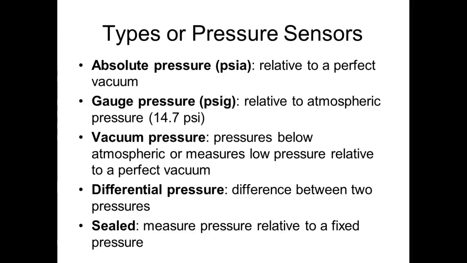Then we have gauge pressure. This is probably 99% of the gauges out there. This is relative to the atmospheric pressure, and we're going to use 14.7 psi, even though we know it can vary a little bit. So here, if it shows 0, it means the gauge is actually seeing around 14.7 psi. That's gauge.